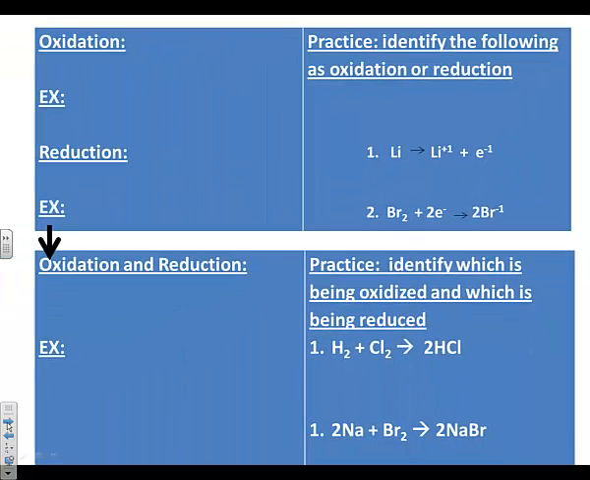Oxidation. What in the world are we talking about here? Oxidation and reduction. These seem like one happens when the other one happens. Do these go together? I think I remember from my chemistry classes that oxidation can't happen unless reduction happens. Okay, so what is oxidation?